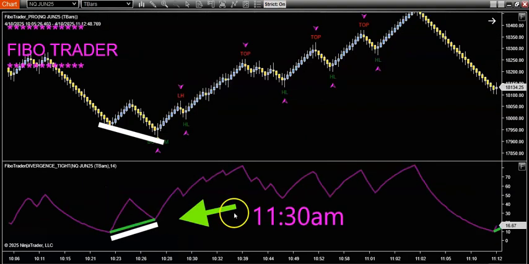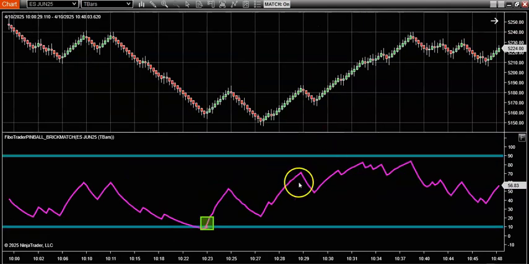If divergence is your favorite, and by far, by a long shot, most of our customers are saying that divergence is their favorite. They're killing it with divergence, and that's fine. But a very close second, in my humble opinion, would be the pinball.